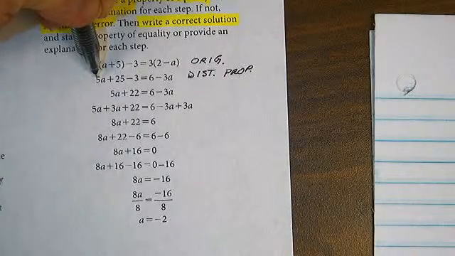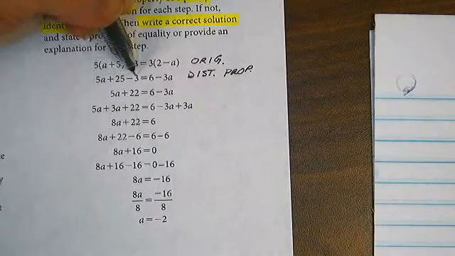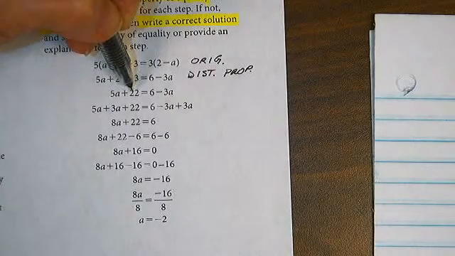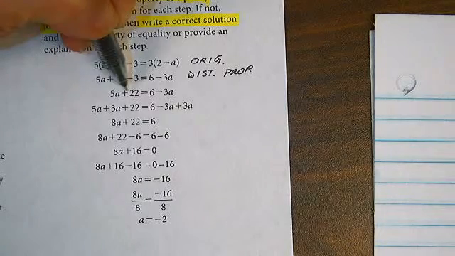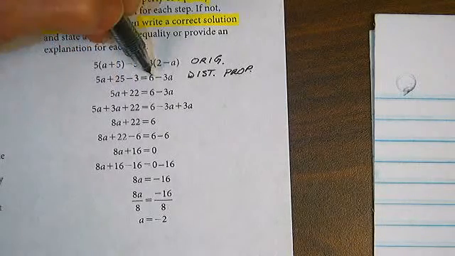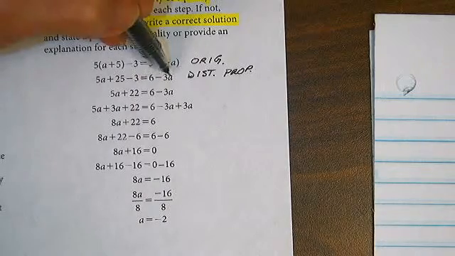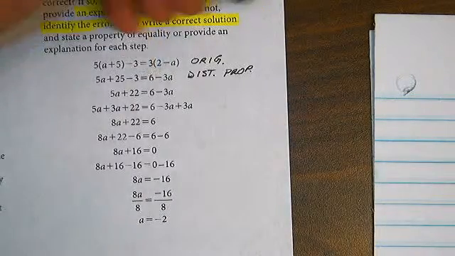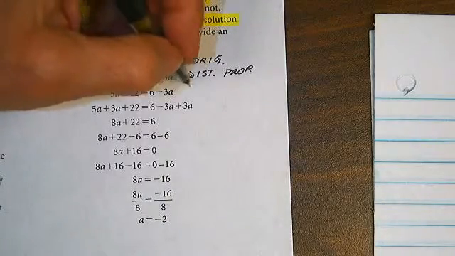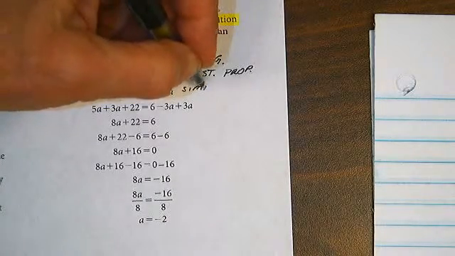Next, we simplify. 25 minus 3 is equal to 22. 5a stays where it is. We cannot combine these terms. 6 minus 3a, we can do nothing with that either. It's still just 6 minus 3a. So here we are simplifying.